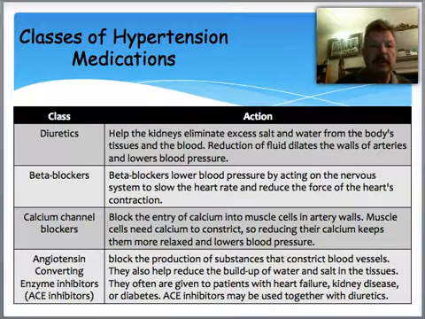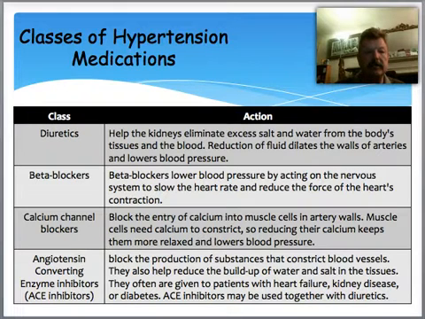Classes of hypertension medications include diuretics, which help the kidneys eliminate excess salt and water from the body's tissues and the blood. Reduction of fluid dilates the walls of the arteries and lowers blood pressure. Beta blockers lower blood pressure by acting on the nervous system to slow the heart rate and reduce the force of the heart's contraction. Calcium channel blockers block the entry of calcium into muscle cells in the artery walls. Muscle cells need calcium to constrict, so reducing their calcium keeps them more relaxed and lowers blood pressure.